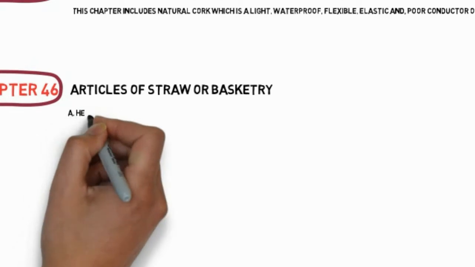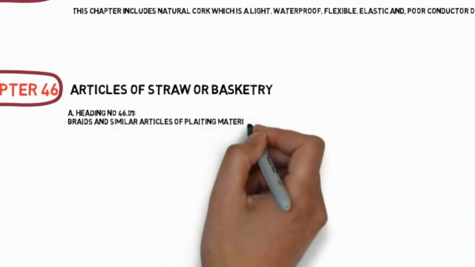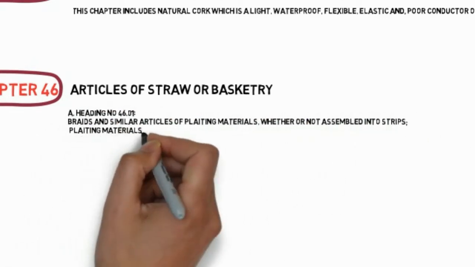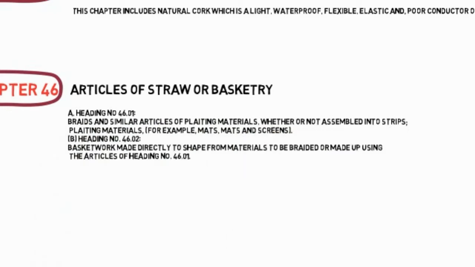Chapter 46: Articles of Straw or Basketry. This chapter is divided into two parts. A. Heading number 46.01: Braids and similar articles of plaiting materials, whether or not assembled into strips, plaiting materials, for example, mats and screens. B. Heading number 46.02: Basket work made directly to shape from materials to be braided or made up using the articles of heading number 46.01.